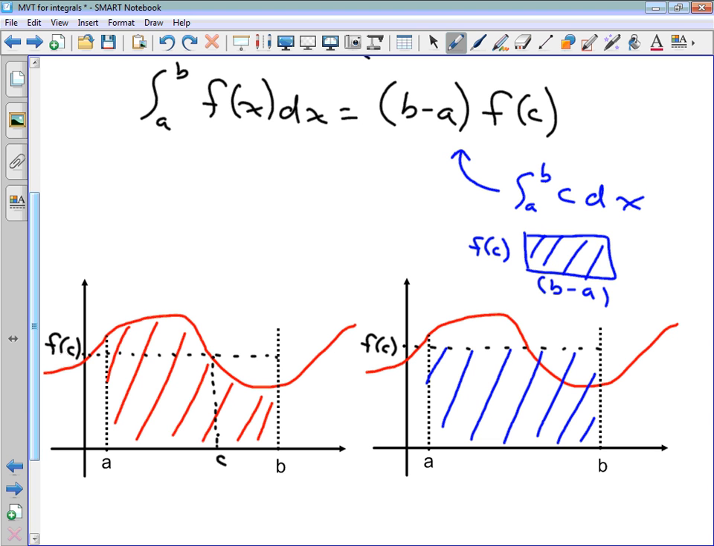In other words, you can take this little chunk here in green, rearrange it, and it will fill this little space underneath here. So the area above where the function takes on its mean value and the area below where the function takes on its mean value are exactly the same. The area above the mean value and the area below the mean value are the same. They cancel out, and you get that area over there.